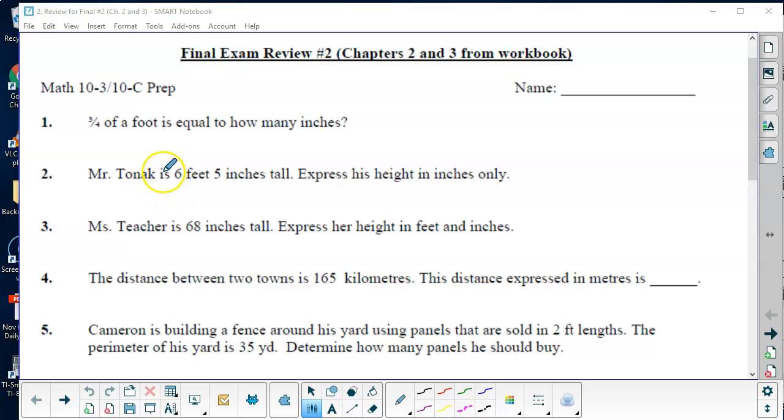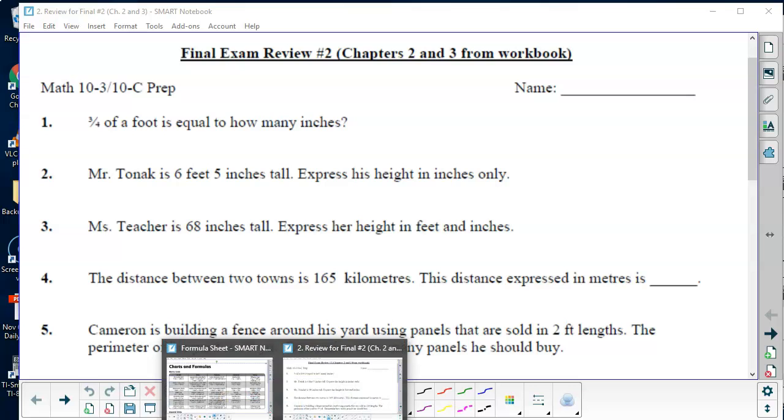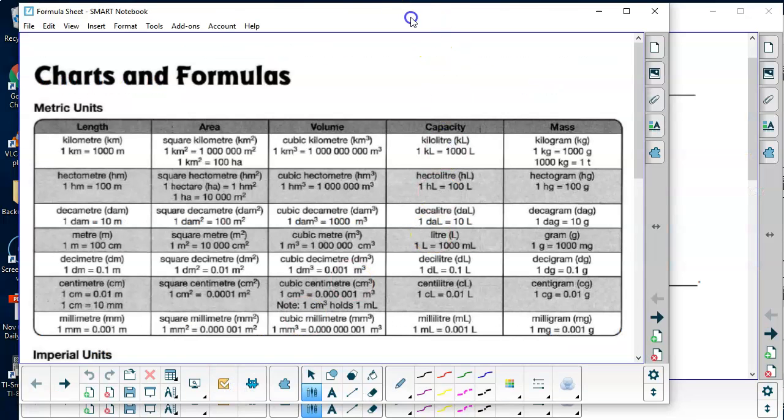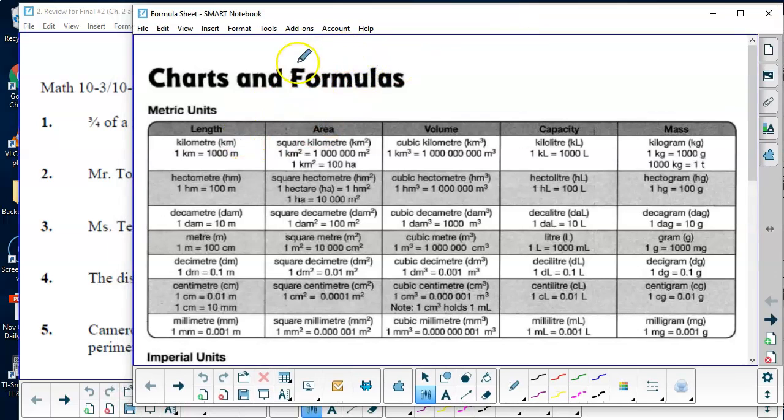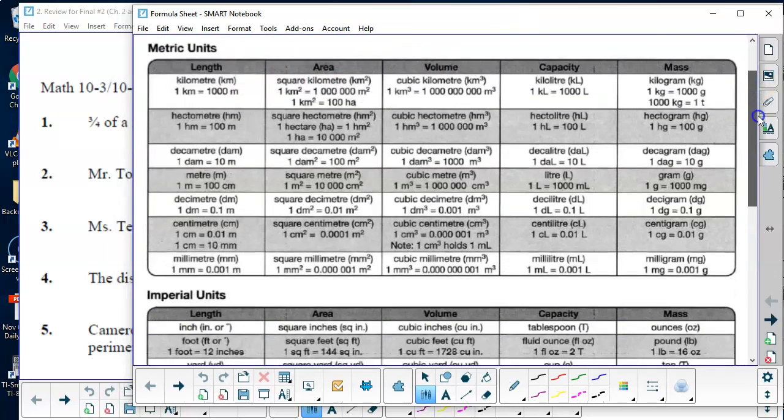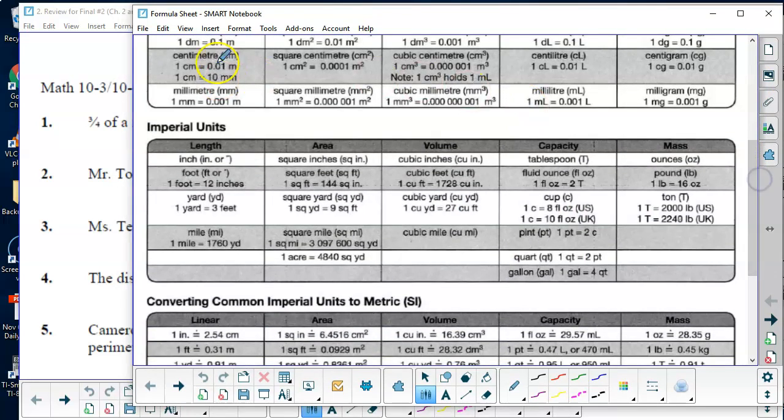It says 3/4 of a foot is equal to how many inches? So you want to remember some of your conversions. Some you might have memorized, or look in the back of your workbook. Here you can see the first chart is for metric, then it's for imperial. The first column in all of these is for lengths, which is chapters 2 and 3. So imperial is there. It says 1 foot is 12 inches.